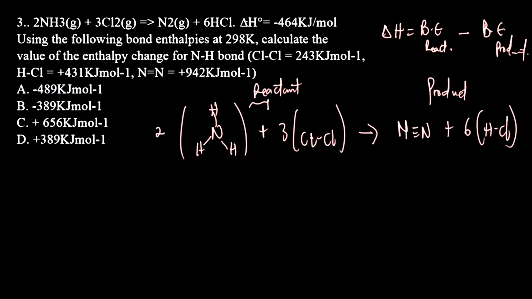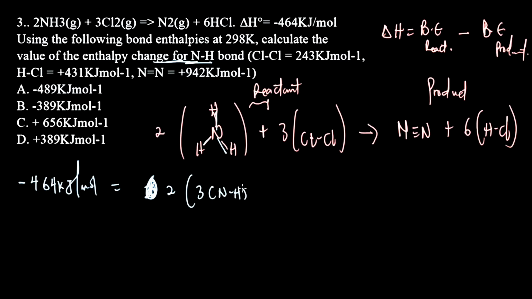We're given the enthalpy of the reaction. So the enthalpy of the reaction is negative 464 kilojoule per mole, right? So let's look at this. We are told to calculate the enthalpy change for NH bond. So we don't know this yet, but how many NH bonds do we have here? We have 1, 2, and 3. So everything is going to be 6. Let's keep it simple, 2 times 3, so everything is basically 6 NH bonds. So plus we have 3 into bracket Cl bond, and that's 243.